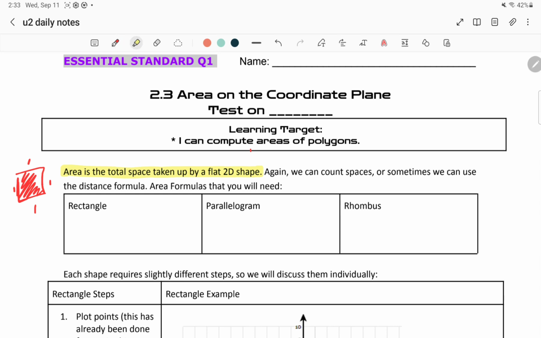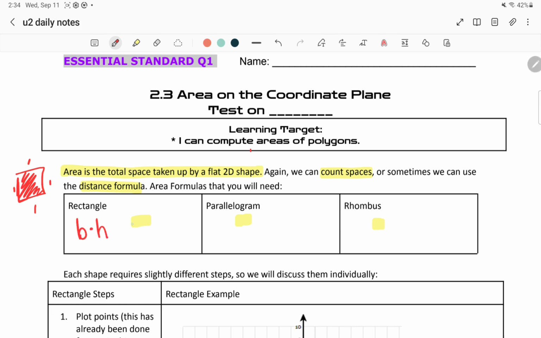To do that, we'll need the area formulas. So that's these three. We will have the opportunity to count spaces again like we did last class. You won't have to use the distance formula for everything, but it'll still be there. So counting spaces and distance formula again, just like last time. Instead of perimeter where we added everything up at the end, it depends on the type of shape we have now, because every shape has a different area formula.